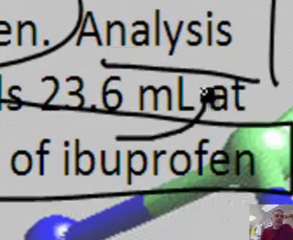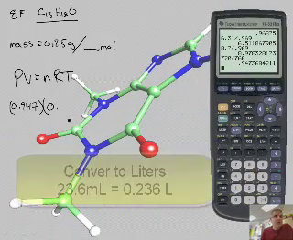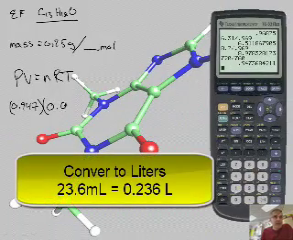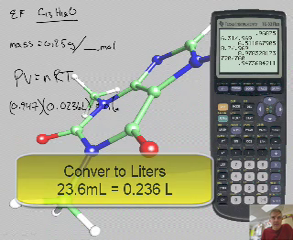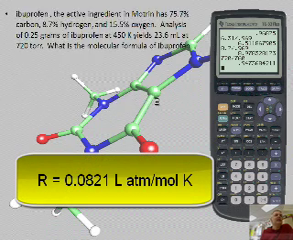The volume was 23.6 milliliters. Now, hopefully you're getting to realize you divide by 1,000 to go from milliliters to liters. So that's 0.0236 liters, which is equal to n times R. Remember, R is our constant, 0.0821, times my temperature. I think it was 25 Celsius.